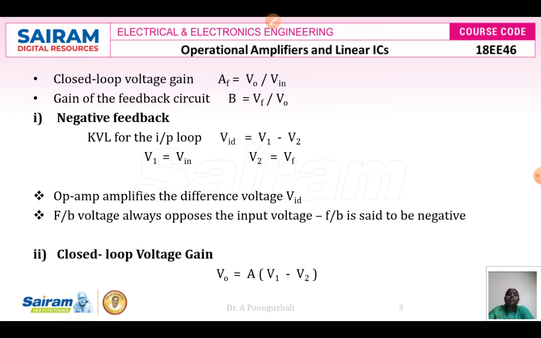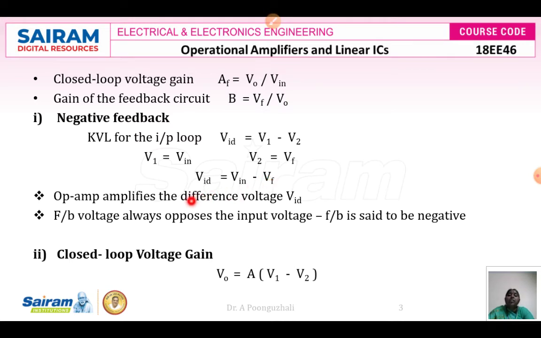So here in this case we need to find out what is your VF. We can substitute VID is equivalent to V1 replaced by Vin and V2 replaced by VF. So Vin minus VF. We can see that your feedback voltage is represented by this minus symbol. That means your output is going to be fed back to the input with a phase inversion. So it is 180 degree phase shifted. 180 degree phase shifted means we call this feedback negative feedback.